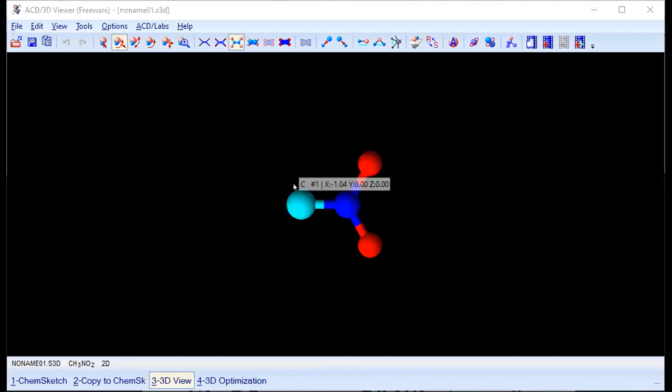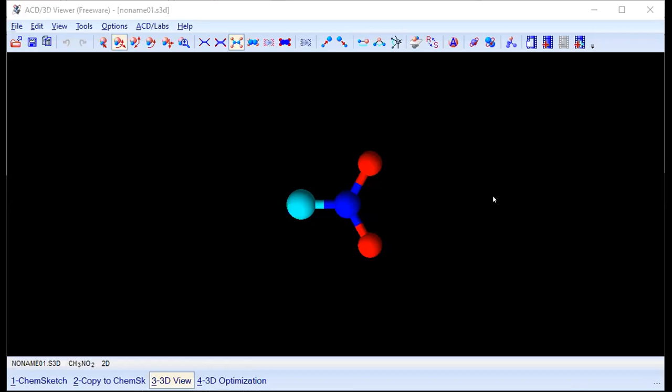Okay, so here's the nitromethane. This light blue atom here is the carbon. So that's CH3. Here's the nitrogen. And if you ever want to know, is that a carbon? Just hover your mouse over it. Carbon, nitrogen, oxygen, oxygen. Now notice these two bonds are the same length. That's due to resonance. We haven't talked about resonance yet.